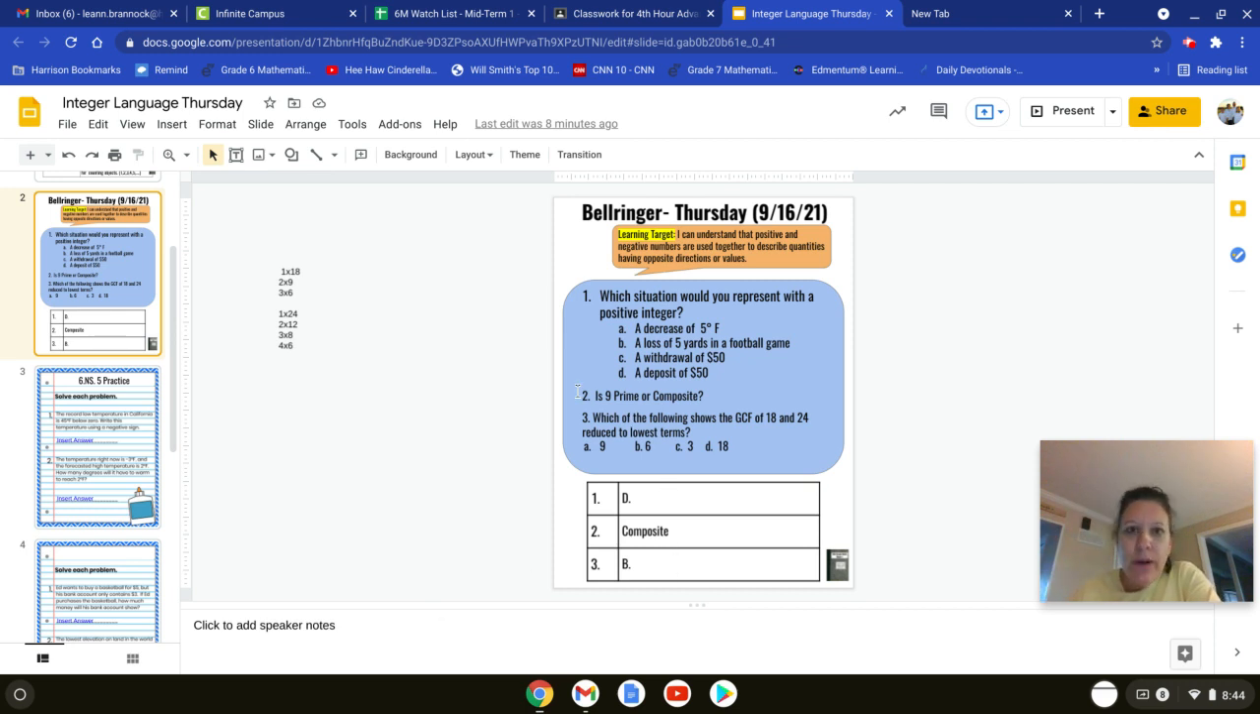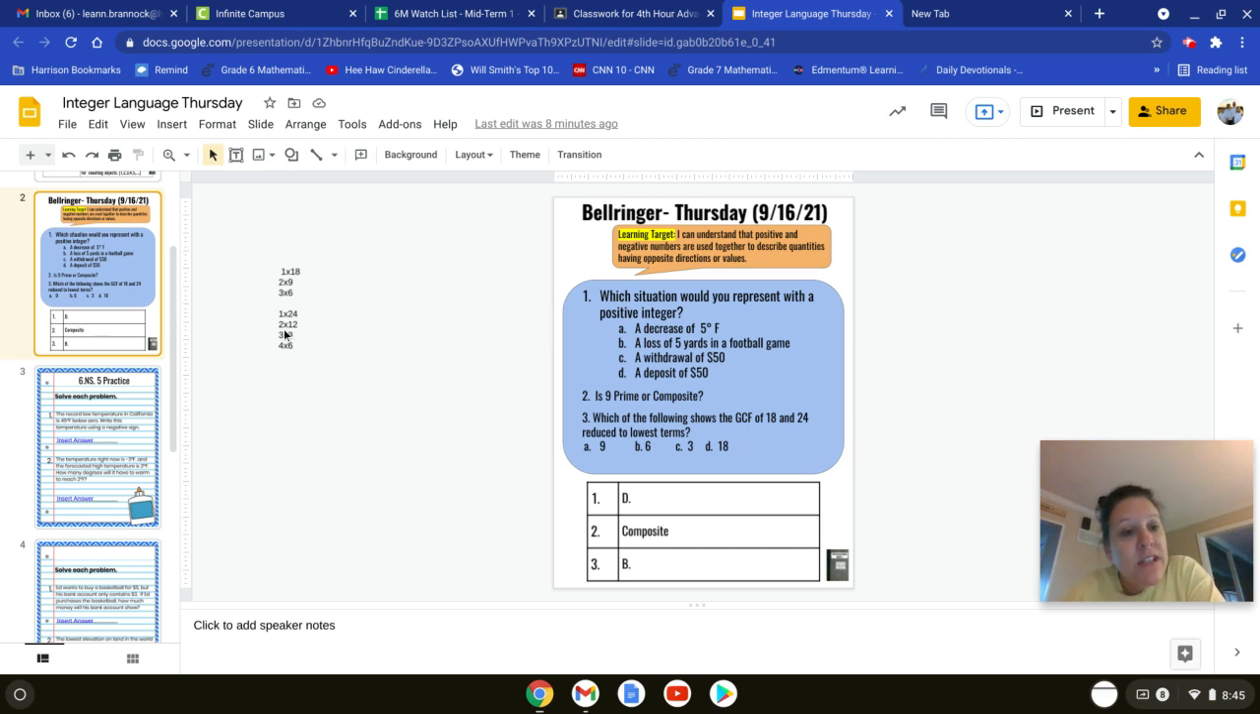And then finally, this question is kind of written poorly on my part, my bad. It says, which of the following shows the GCF of 18 and 24? And then it says, reduce to lowest terms. I meant to take that out. It should say, which of the following shows the GCF of 18 and 24? Over here, I wrote the factors of 18: 1 and 18, 2 and 9, 3 and 6. The factors of 24: 1 and 24, 2 and 12, 3 and 8, 4 and 6. By going in order, we know we found them all.